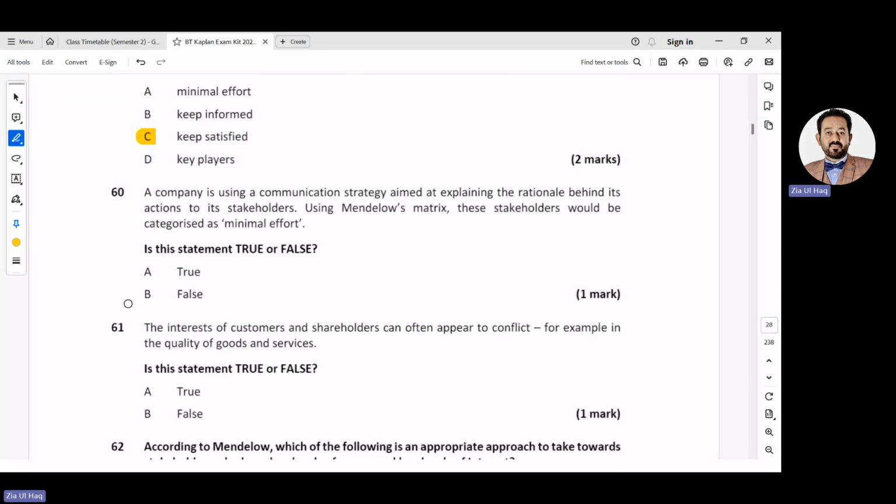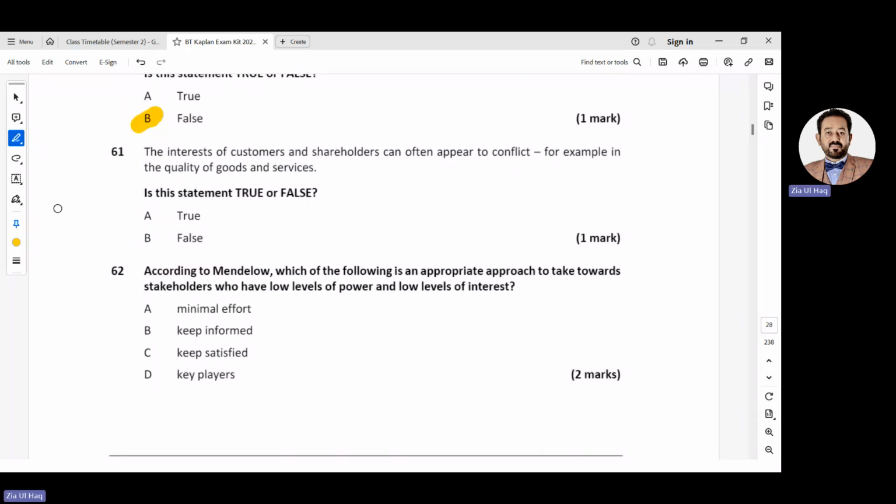60. A company is using a communication strategy aimed at explaining the rationale behind its action to the stakeholder. This means they want to explain why the decision was made, because the stakeholder might have high interest. Using the Mendelow matrix, would these stakeholders be categorized as minimal effort? No, they should be categorized as keep informed rather than minimal effort, because their interest is high. That's why you explain the rationale, meaning the reason behind the decision.